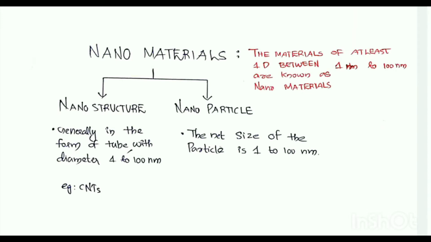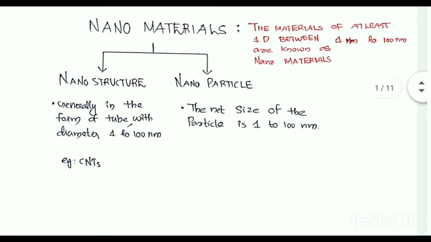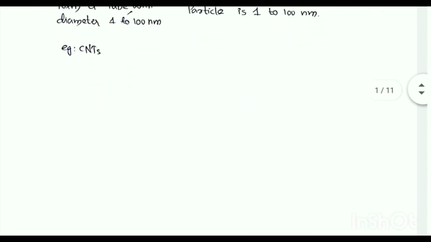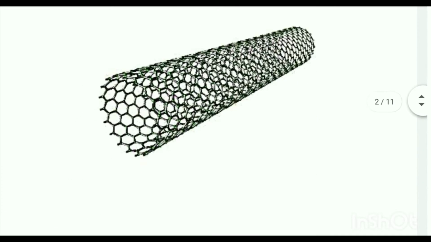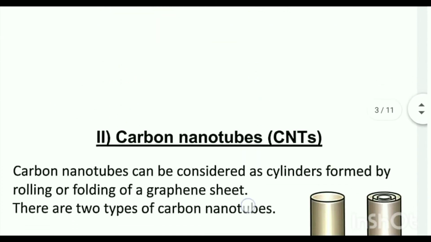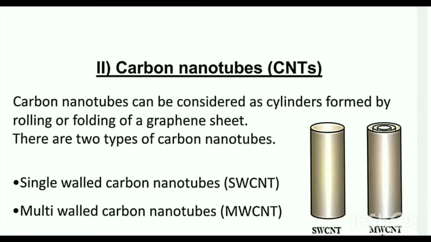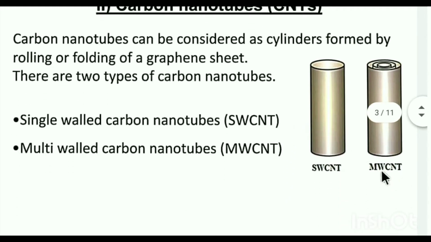They are nanostructure and nanoparticle. In nanostructure, generally it is in the form of a tube with a diameter of 1 to 100 nanometers. Examples are CNTs. We are going to deal with CNTs. They are carbon nanotubes. Carbon nanotubes can be considered as cylinders formed by rolling or folding of a graphene sheet. There are two types of carbon nanotubes: single-walled carbon nanotube, first figure, and multi-walled carbon nanotube, as you can see in the second figure.